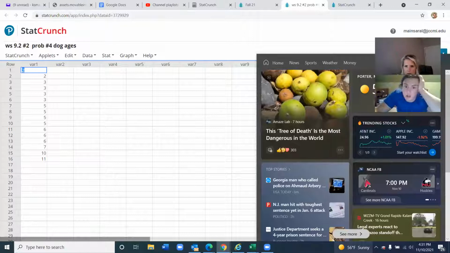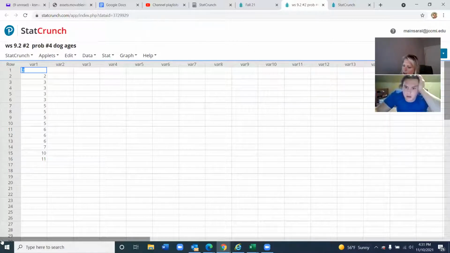Something weird popped up. They're asking us on our paper here to compute the following, giving 3 decimal places: the sample mean, the sample standard deviation, and the sample size. Now, some of that comes out of the confidence interval, but not all of it.